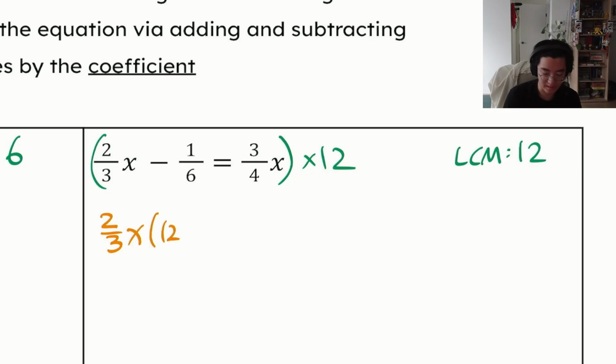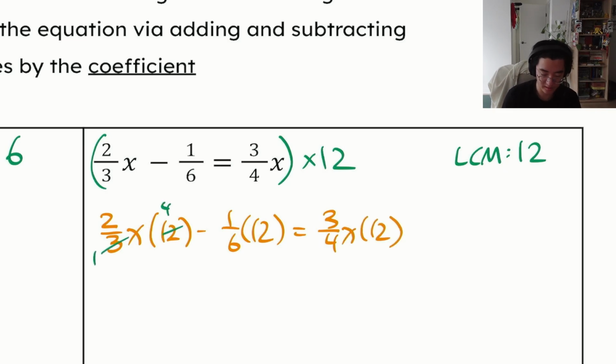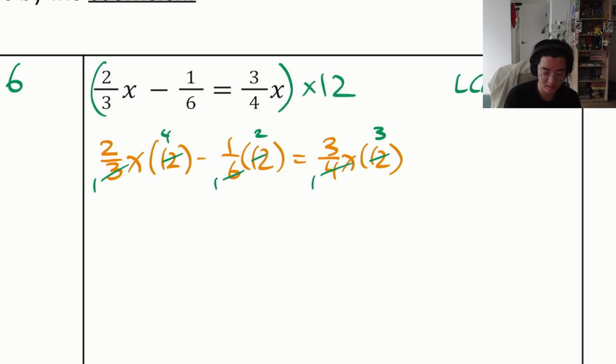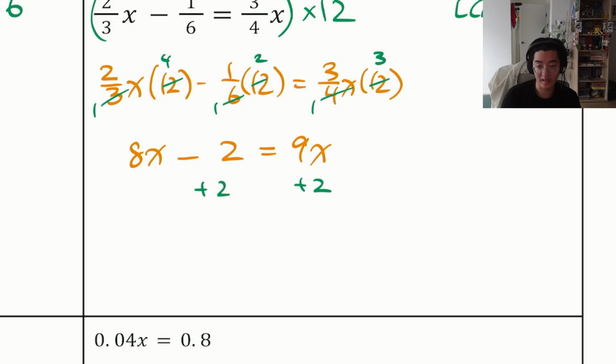Right, so we got this times 12, 1 over 6 times 12, 3 over 4x times 12. Okay, let's reduce ahead. 3 and 12 both divisible by 4, 6 and 12 both divisible by 2, 4 and 12 both divisible by 4. So the first one is, right, 2 times x times 4, 8x, minus 2 equals 3 times x times 3, 9x. Right, make x alone.